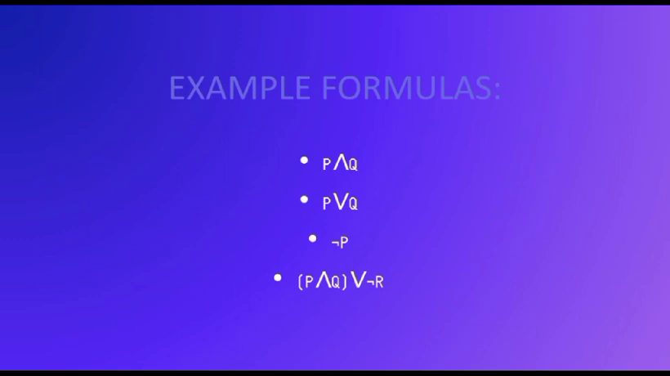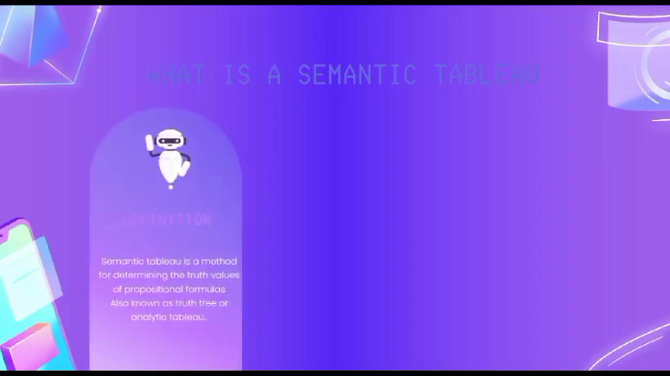What exactly is a semantic tableau? Semantic tableau is a systematic method for determining truth values of propositional formulas. It's also known as truth tree or analytic table and is crucial for analyzing the validity and satisfiability of logical expressions.